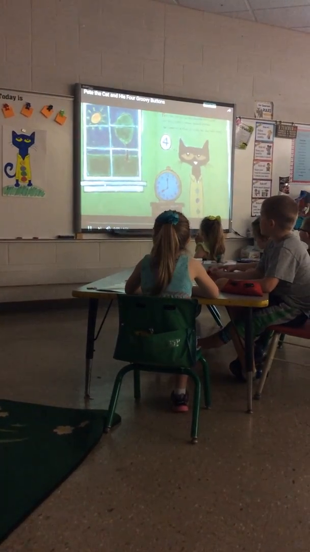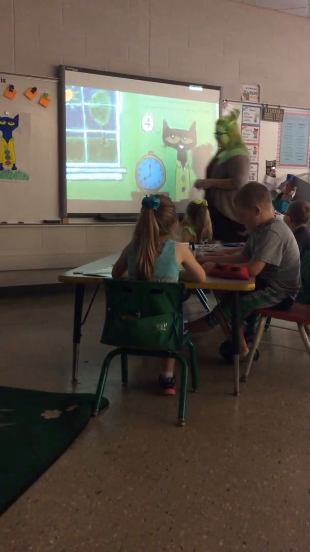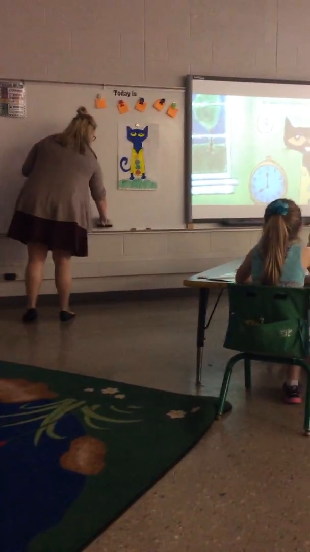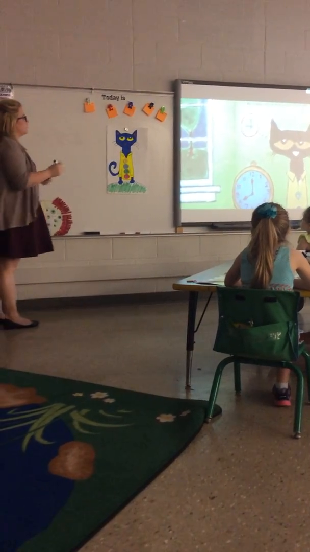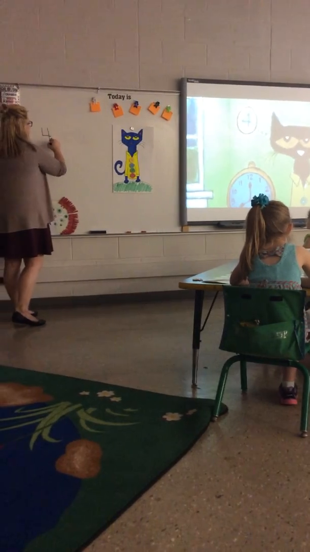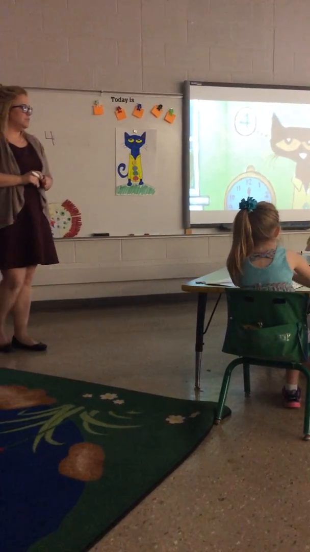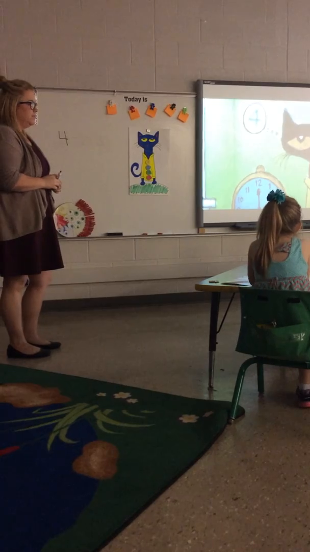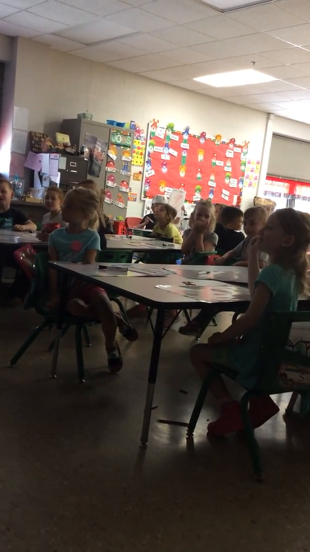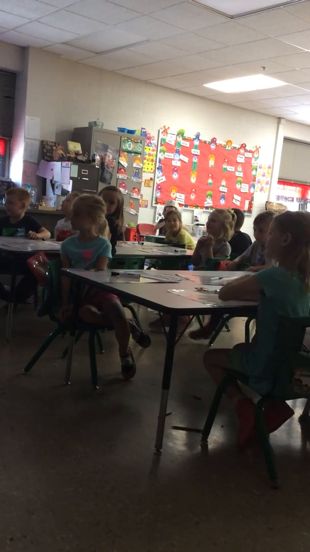Pete the cat put on his favorite shirt with 4 big, colorful, round, groovy buttons. He loved his buttons so much, he sang this song. My buttons, my 4 groovy buttons. My buttons, my 4 groovy buttons.